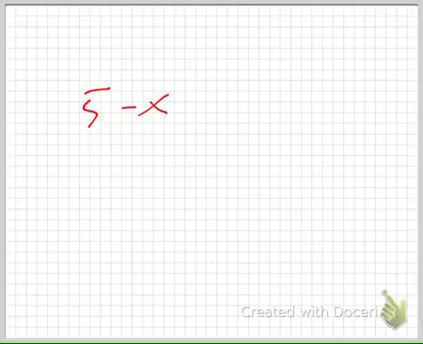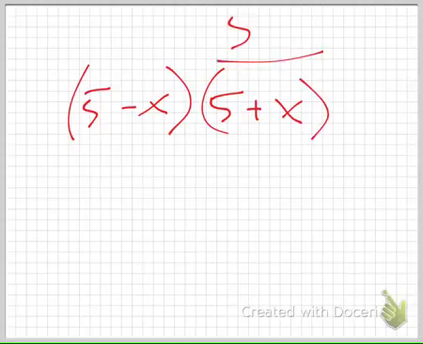So what if I have 5 minus X, and I want to turn that into a difference of squares? What would I do? I would make it be 5 plus X. Does that make sense? I would multiply it by 5 plus X. We'll come back to that. Just remember that concept. Here we go.